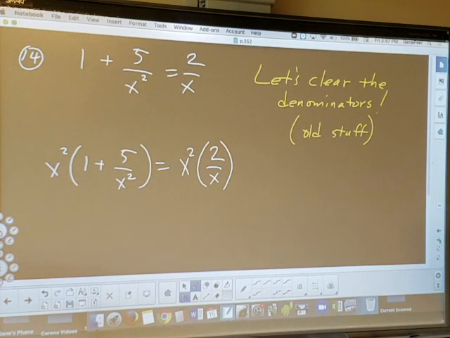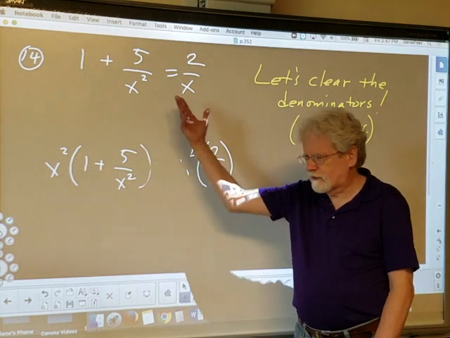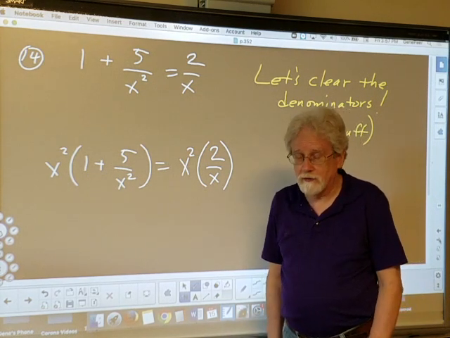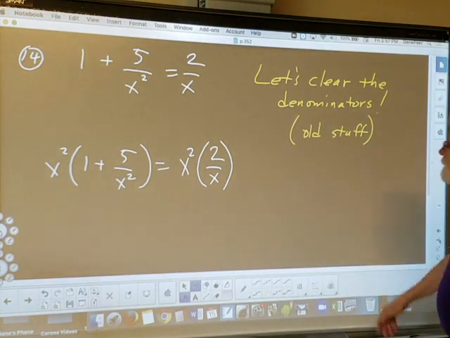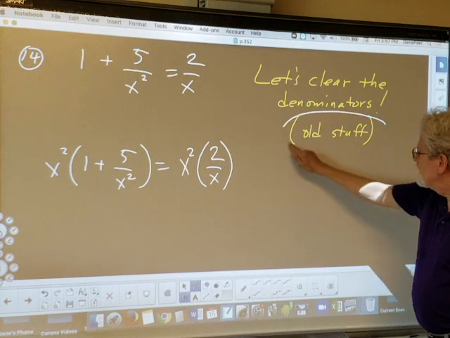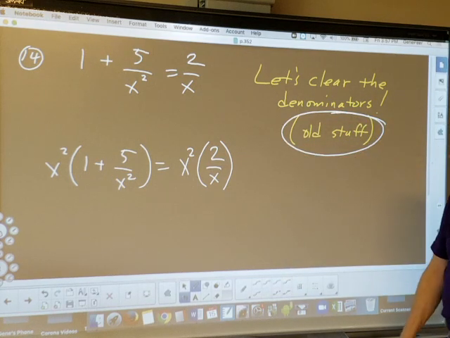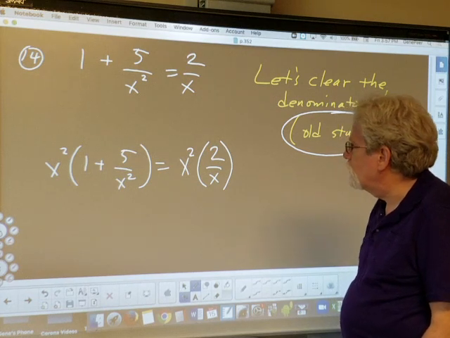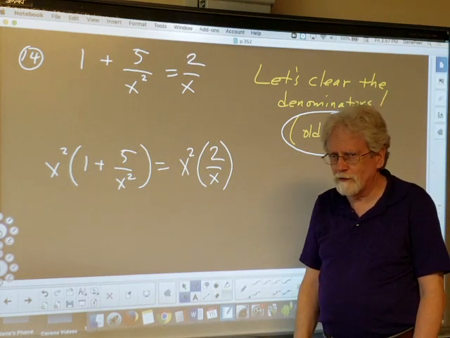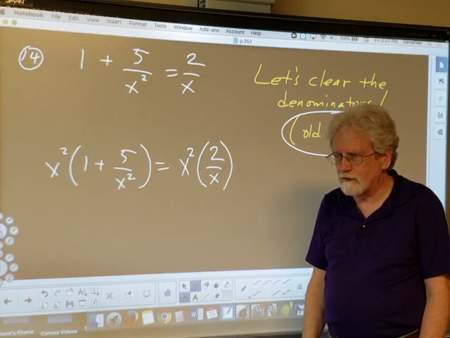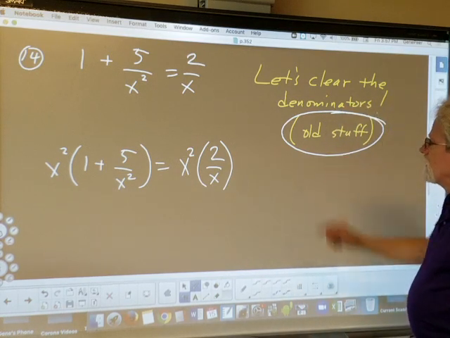Number 14. Some of you I'm sure looked at 14 and said, we never did this. So what do we do? Let's clear the denominators. This is, believe it or not, old stuff. It's a concept that some of you never caught on to because you thought it was too much trouble and you never learned how to do it. And you proved that to me on the old test, whatever chapter that was. Yes, let's clear out the denominator.